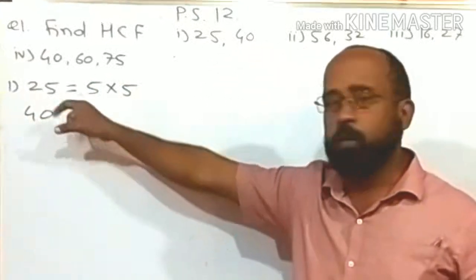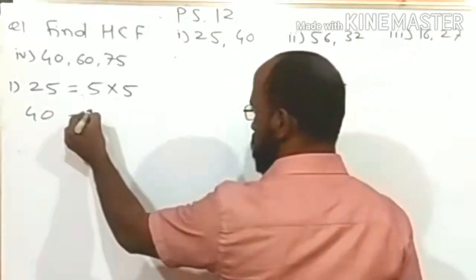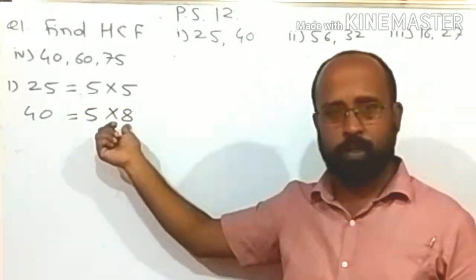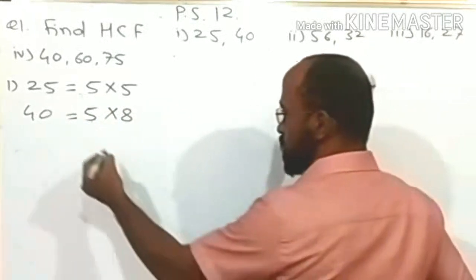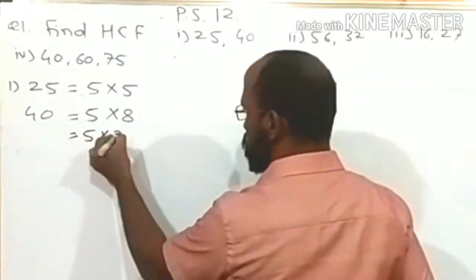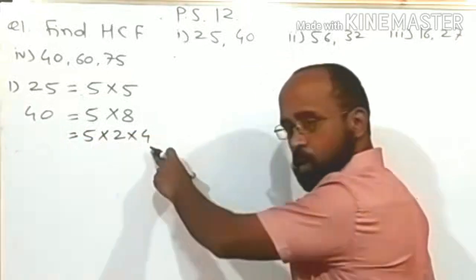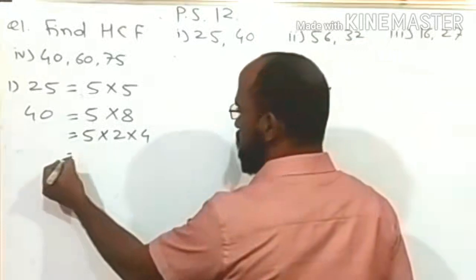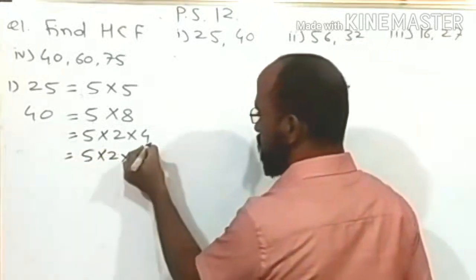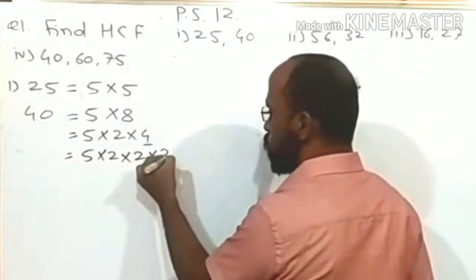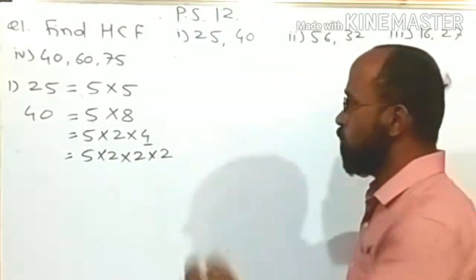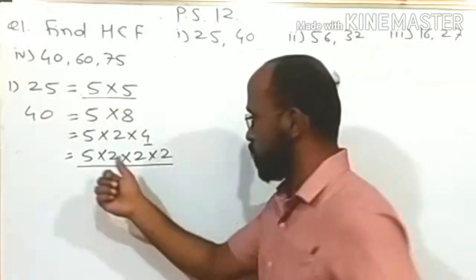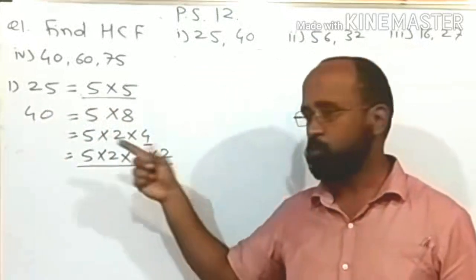40 is divisible by 5. So we can say 5 eights are 40, 5 multiplied by 8. Right? But this 8 is again divisible by 2. So if you factorize it once again, it will be 5 multiplied by 2 multiplied by 4. Right? But once again this 4 is not a prime factor and it's divisible by 2. So we can write 5 multiplied by 2 multiplied by this 4, which can be factorized as 2 into 2. So 25 is 5 multiplied by 5 and 40 is 5 multiplied by 2 multiplied by 2.